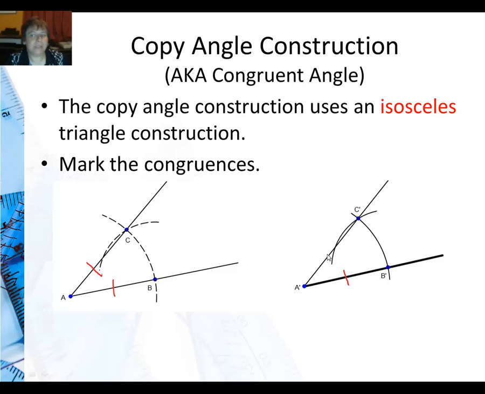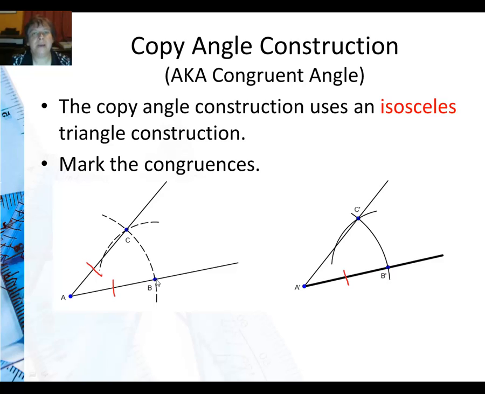Now you're probably going, wait a second, won't that one be congruent? I haven't drawn that line yet. I don't know that that point C prime is right there. I know it's somewhere on this arc, so I need to make sure it's the same size for my isosceles triangle, and that's where this arc comes into play.